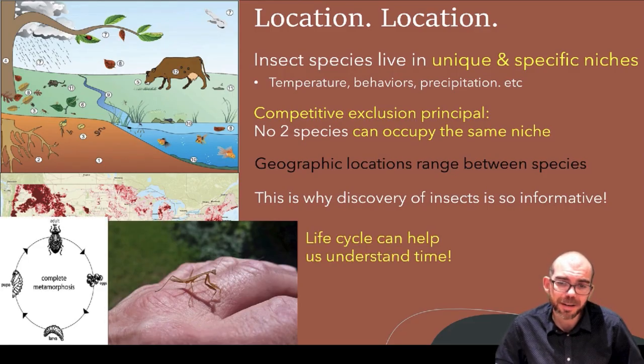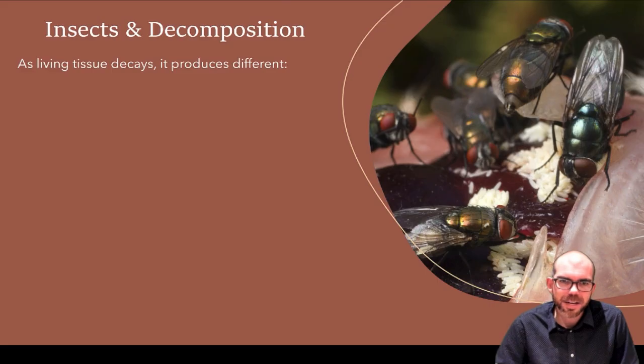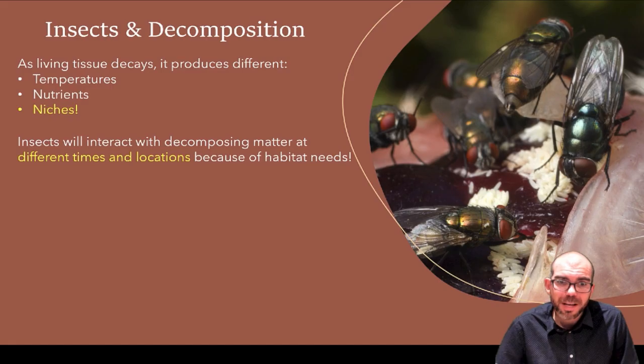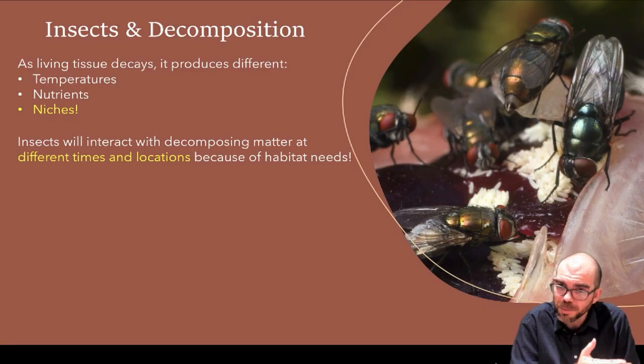And by understanding their life cycle, we can get an understanding of time. We know how long it takes for each phase in an insect's life cycle. So if I find eggs, for example, that body's probably been there a lot shorter time than if I find adults. Insects and decomposition go together very well. As living tissue decays, that living tissue is going to begin to produce different temperatures, nutrients, and niches. As this progresses through, different insects will interact with decomposing matter at different times and locations, because as that object decays, it's providing unique niches.